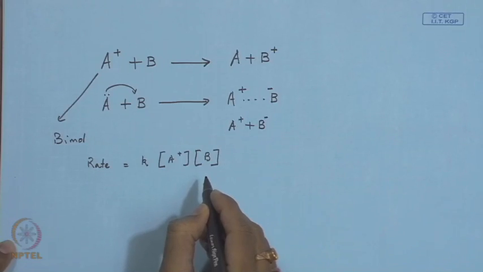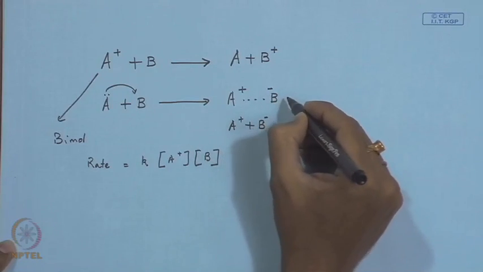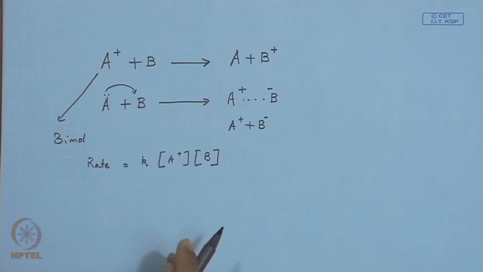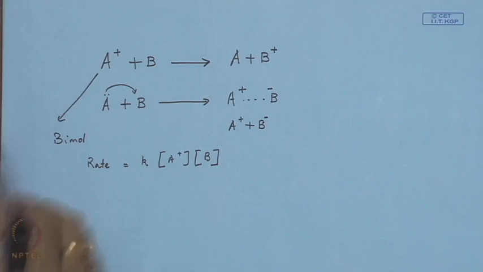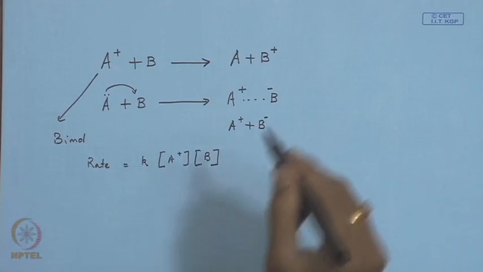Okay. So, and also maybe if it is an elementary reaction, the same way you can write. So, this is a typical representation of an electron transfer process. What happens in case of your excited state process?